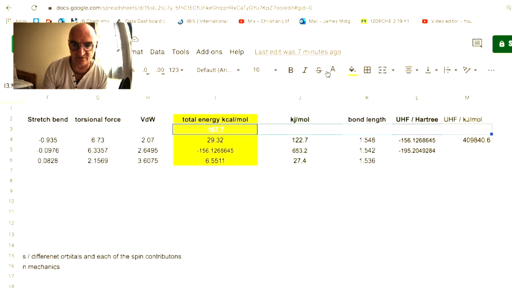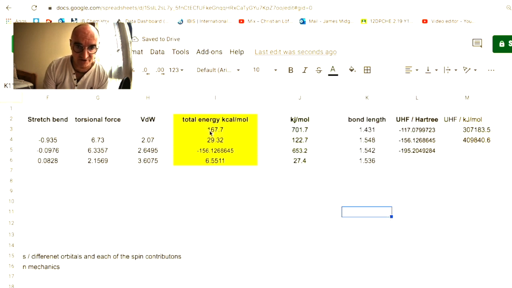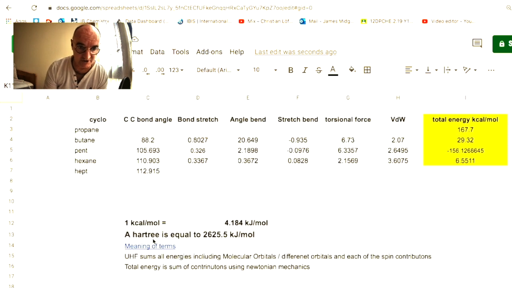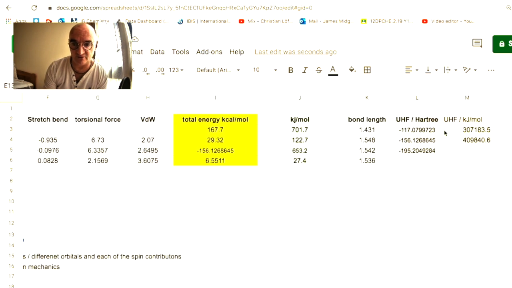Okay, so I will just change the text here back to black. I just did that for the purposes of this video. So 167 is 701 kilojoules per mole. Bond length stays the same. The UHF is in Hartree units, but 1 Hartree is 2,625.5 kilojoules per mole. So the UHF, the molecular orbital energy, is 307,000 kilojoules per mole. 307,183.5 if you want to be pedantic, kilojoules per mole.